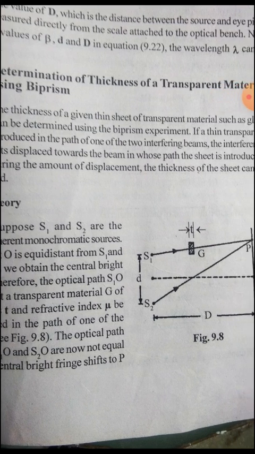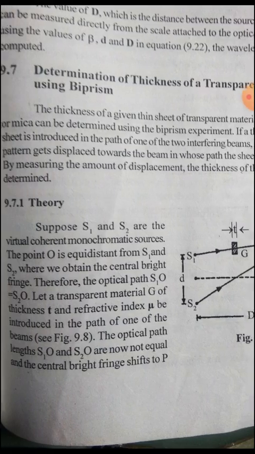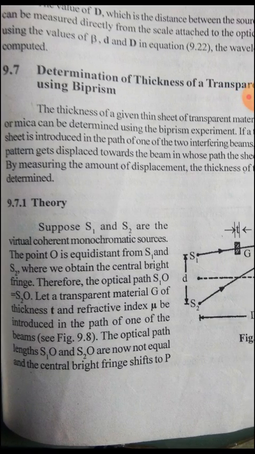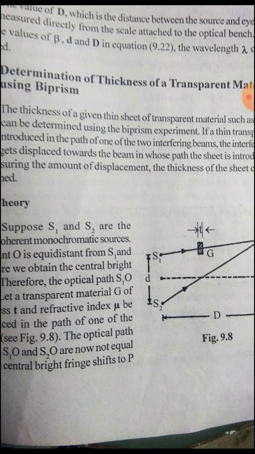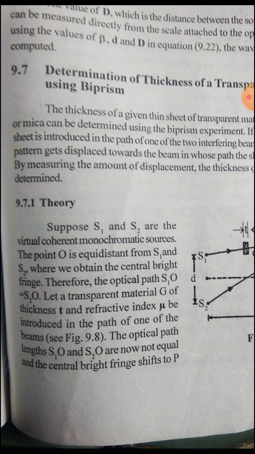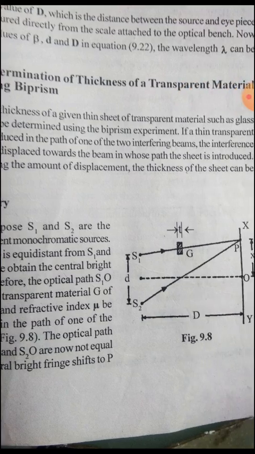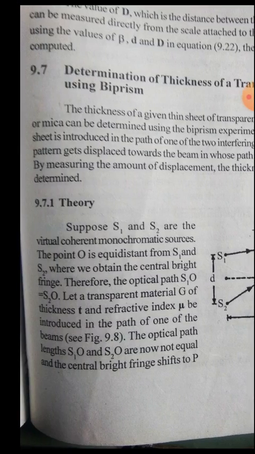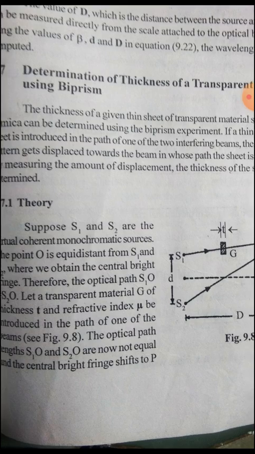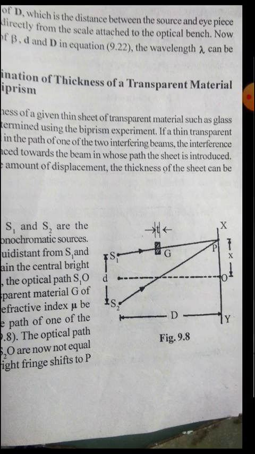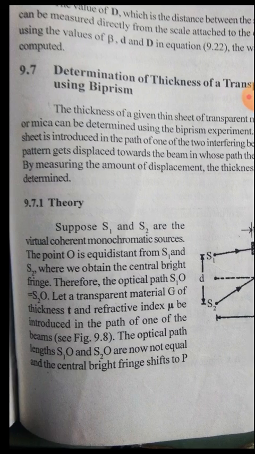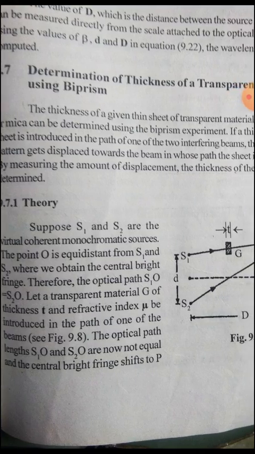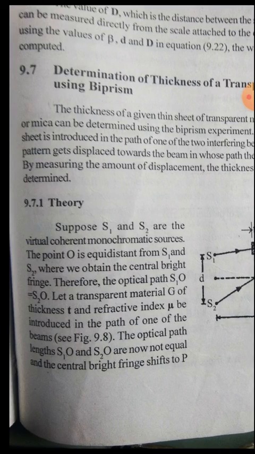The thickness of a transparent material such as glass or mica can be determined using the biprism experiment. Now if a thin transparent sheet is introduced in the path of one of two interfering beams, the interference pattern gets displaced towards the beam in whose path the sheet is introduced. By measuring the amount of displacement, the thickness of the sheet can be determined.